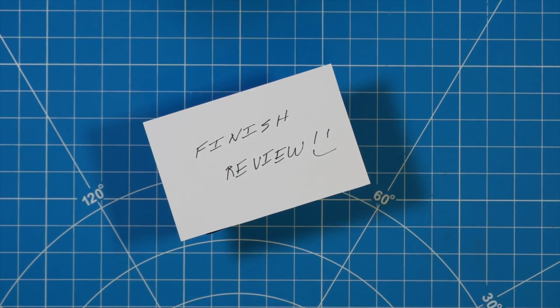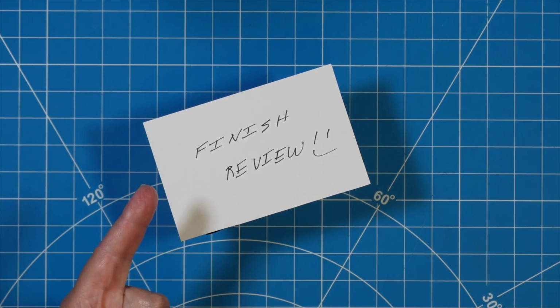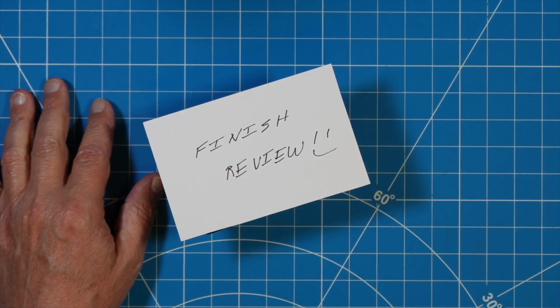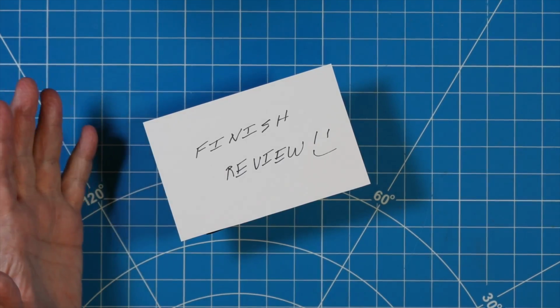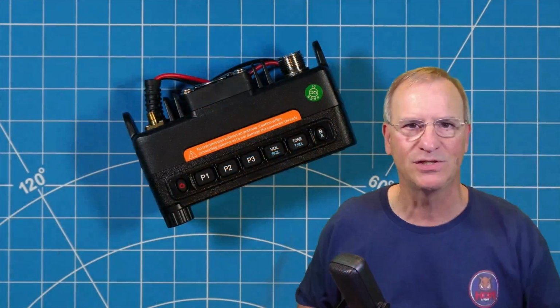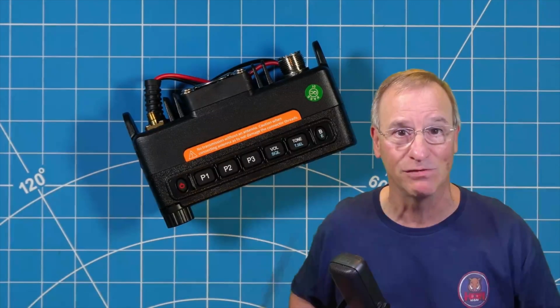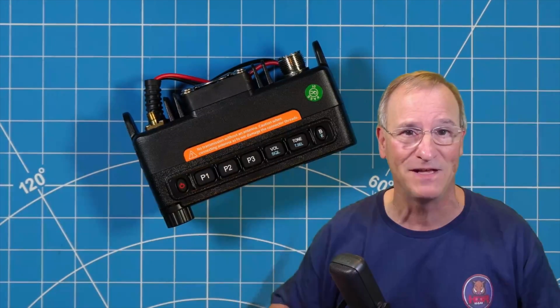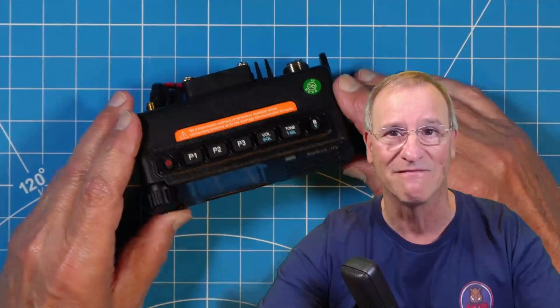Well, it looks like somebody stopped by and left me a to-do list today. Finish review. Finish review of what? Well, oh my goodness. Do you see what I see? Do you see the size of that radio? It fits underneath a 3x5 card.